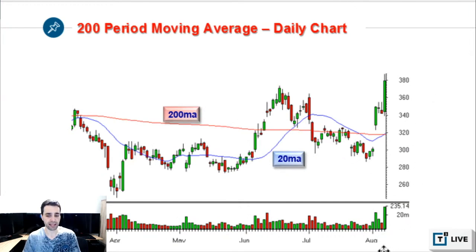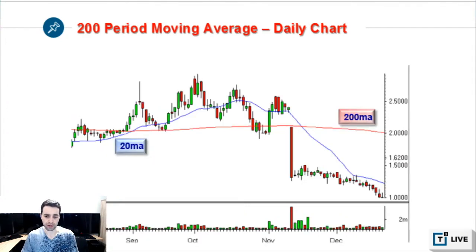This is your favorite stock, Tesla, which gapped over the 200, and then from there took off. Of course, this was a couple months ago. Tesla has now tripled in two to three months. So that's Tesla over the 200.